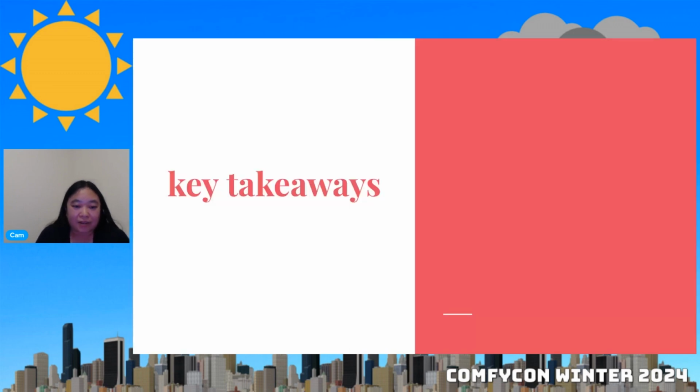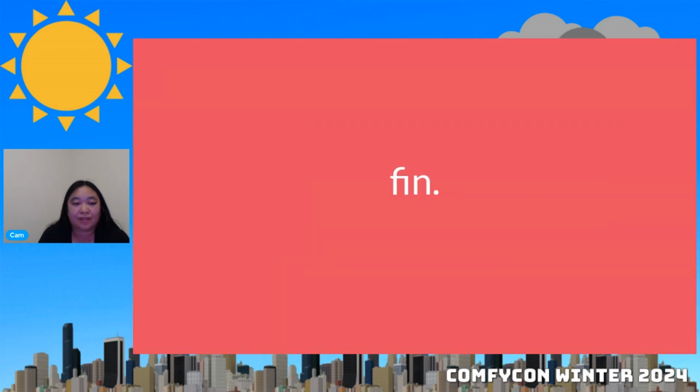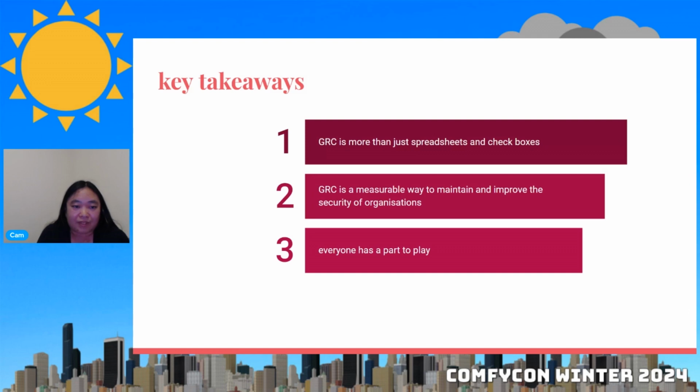So key takeaways. GRC is actually more than just spreadsheets and checkboxes. It's a measurable way to maintain and improve security of organizations, and everybody has a part to play.